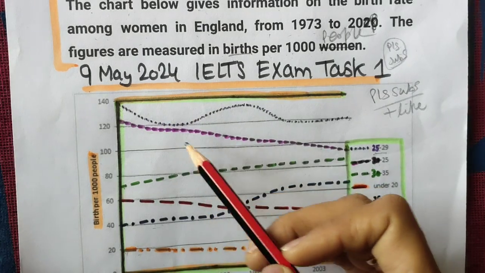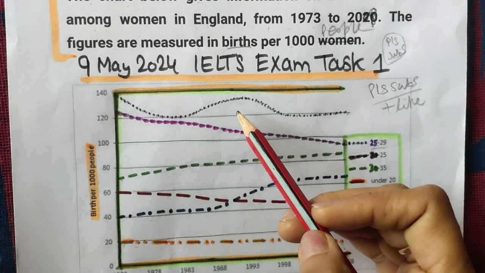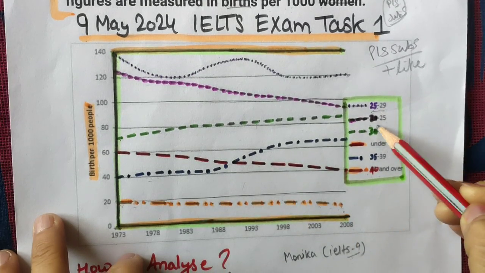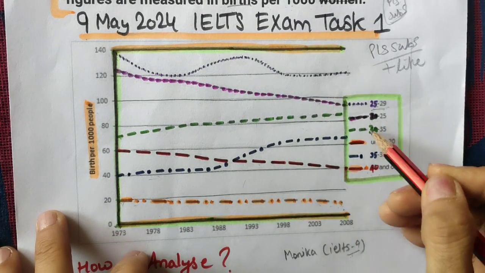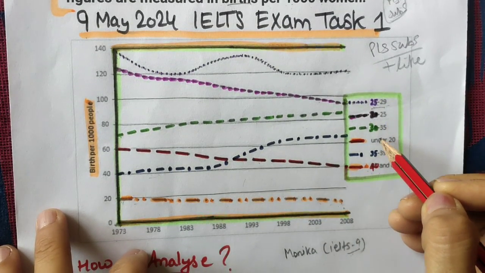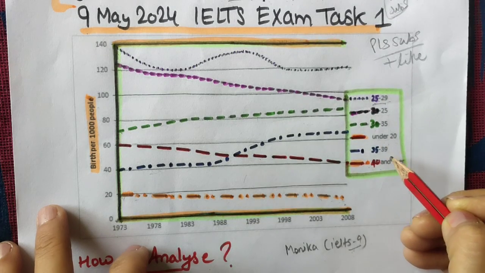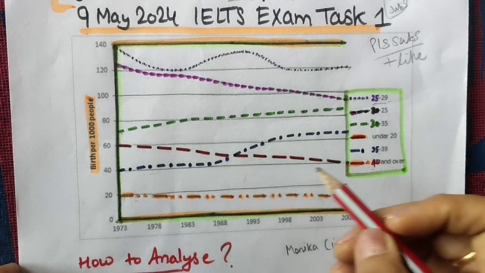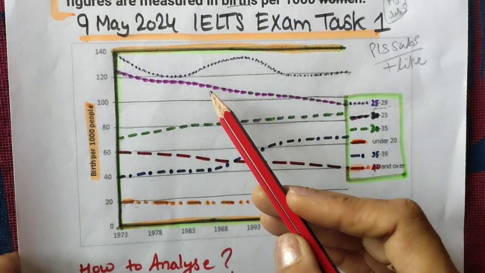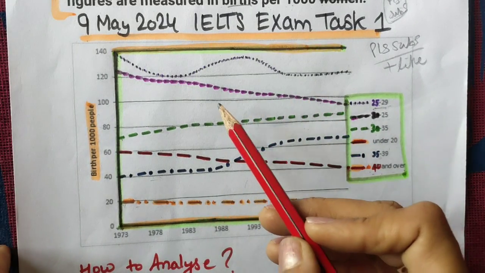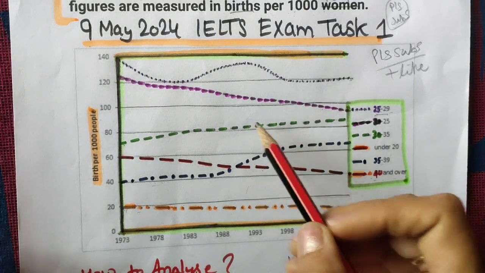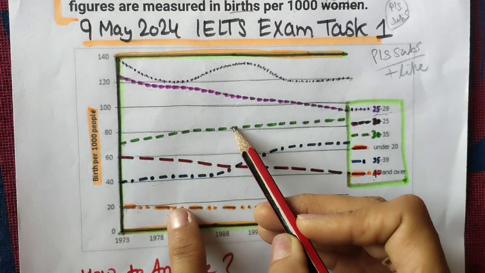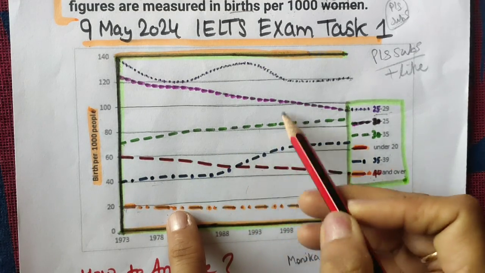Now first, after getting any graph, first look at the categories. Here I can see 6 line graphs with different age groups: 20 to 24, 25 to 29, 30 to 34, under 20, 35 to 39, 40 and above. I have made different color line graphs, but in the actual exam you will not get different colors. But yes, you can see the pattern of the line graphs.